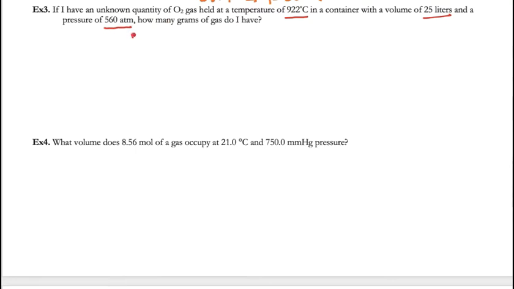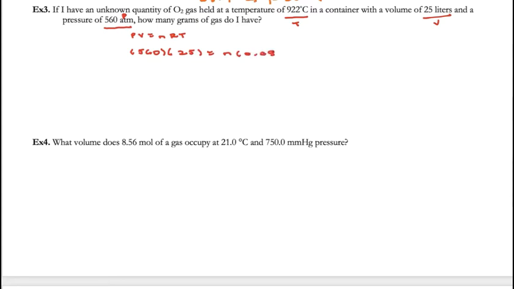All right, let's write out my ideal gas law again. Keep in mind here, this is my temperature, this is my volume, this is my pressure. So right now, even though the question doesn't state it, I'm going to be solving for moles first. Once I know my number of moles, then I can figure out the grams of gas that I have. Okay, so I know my pressure is 560 atmospheres. I want to be in atmospheres, I'm good with that. My volume is 25 liters, I want to be in liters, I'm good with that. I'm going to solve for n.